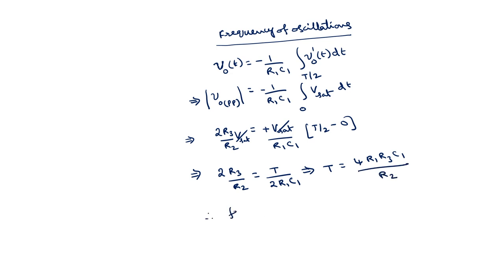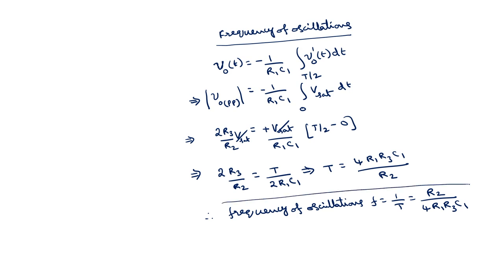What is the frequency of oscillations? F is equal to 1 by T. This is equal to R2 by 4 times R1 R3 C1. This is the expression for the frequency of oscillations of the triangular wave.